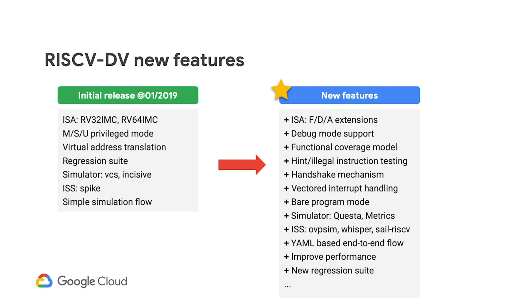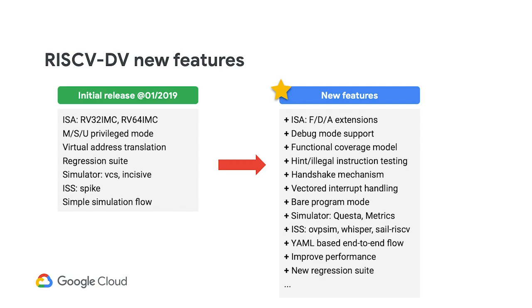We made it open source in January this year. At the time we released, we supported 32-bit IMC and also 64-bit. We also support machine mode, supervisor mode, and user mode, virtual address translation, and a regression suite. Because this is a System Verilog UVM-based solution, we have to run with a commercial simulator, so at that time we supported VCS and Incisive, from Synopsys and Cadence. On the ISS side, we support Spike. We also delivered a very simple bash-based simulation flow.